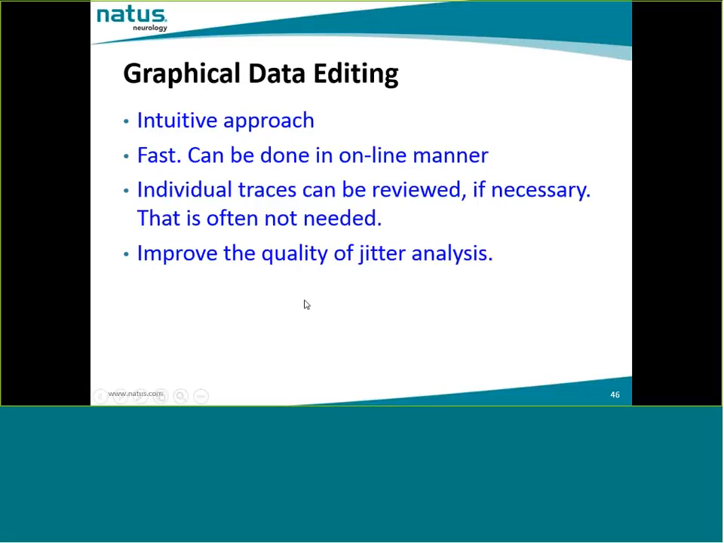And in this way, the jitter analysis will become faster. You will have good quality jitter values. It will save you time. And thus, jitter analysis will become a powerful technique of electrodiagnostic studies in your EMG laboratory. The graphical data editing tools are indeed a significant enhancement and improvement in jitter analysis.